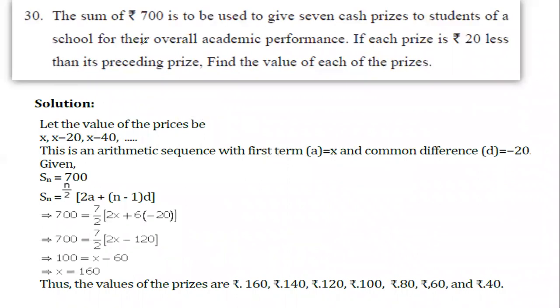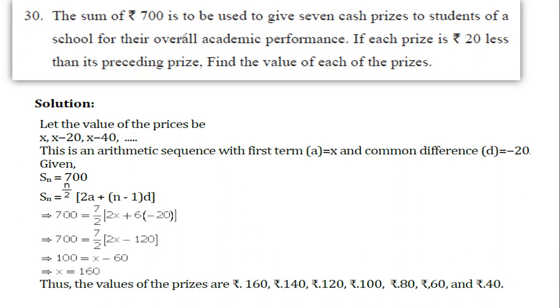Next sum. The sum of rupees 700 is to be used to give 7 cash prizes to students of a school for their overall academic performance. If each cash prize is 20 rupees less than its preceding prize, find the value of each of the prizes. Yes, here the sum of 700 rupees is distributed to 7 students. If one student scored very good marks, then he will get a greater amount compared to other students. Is it right? So he will get more amount compared to the second prize.